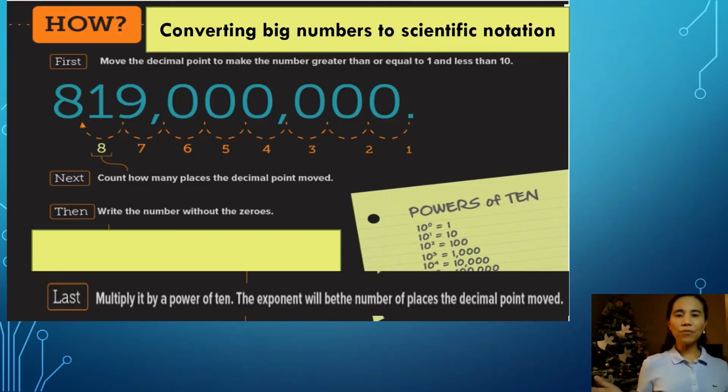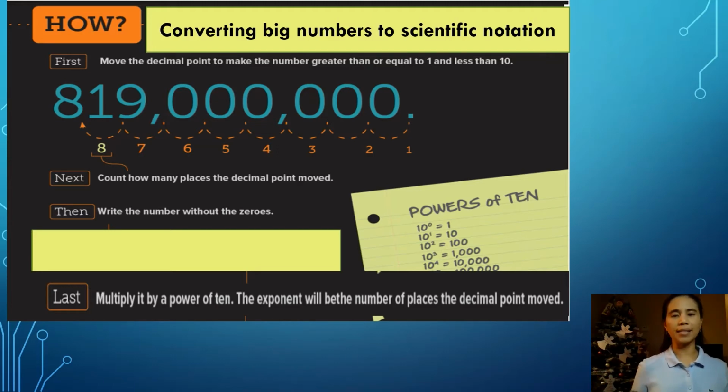So how do we convert big numbers to scientific notation? Here are the steps. First, we have to move the decimal point to make the number greater than or equal to 1 and less than 10. Second, count how many places the decimal point moved. The third, write the number without the zeros. And then last, we have to multiply it by a power of 10. The exponent will be the number of places the decimal point moved.